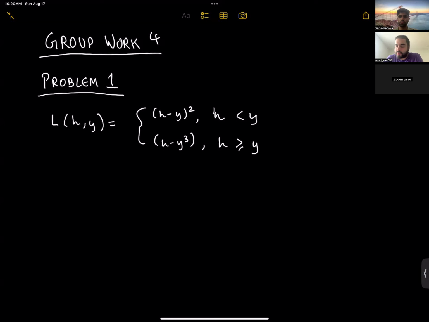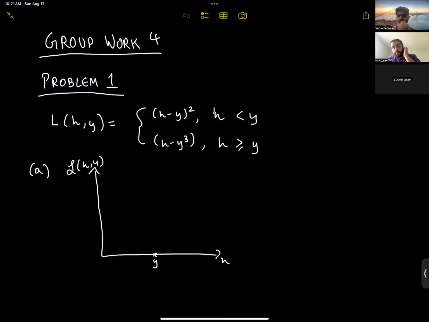Okay, so let's look at part A. Fix an arbitrary value of y. On the axis below, draw the graph of the loss function L as a function of h. I'll just redraw this graph here so we can see it. So we have L on the vertical axis, h on the horizontal axis, and y marked on it. What we want to do is draw the graph of the loss function here. So let's look at the loss function.